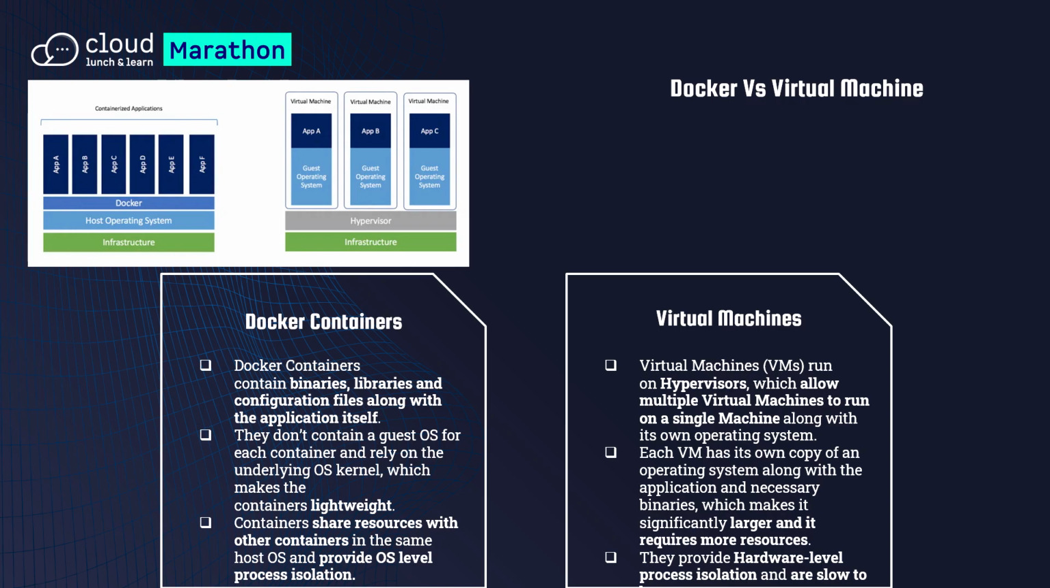Virtual machines run on the hypervisors, which allows multiple virtual machines to run on a single machine along with its own operating system. Each virtual machine has its own copy of an operating system along with the application and necessary binaries, which makes it significantly larger and it requires more resources. They provide hardware level process isolation and are slow to boot.